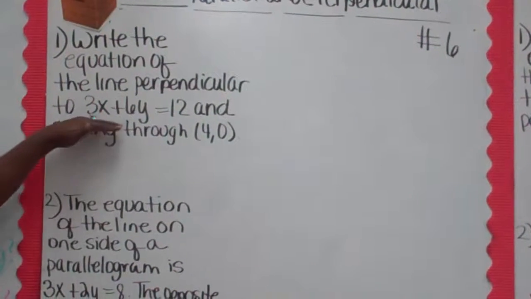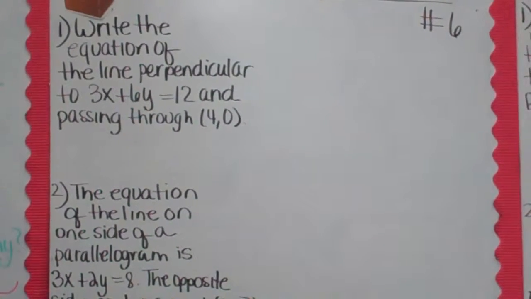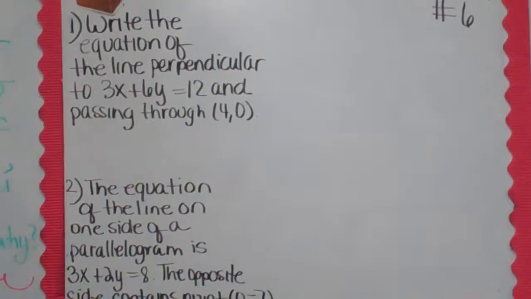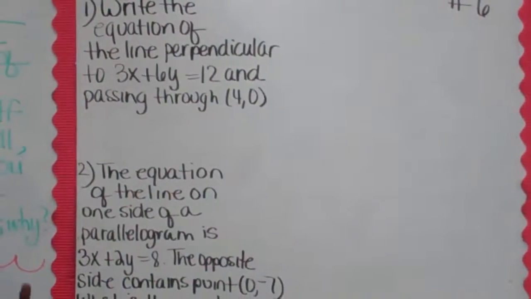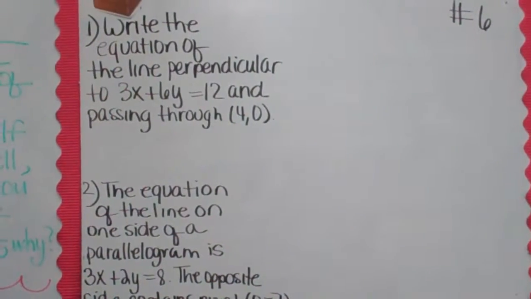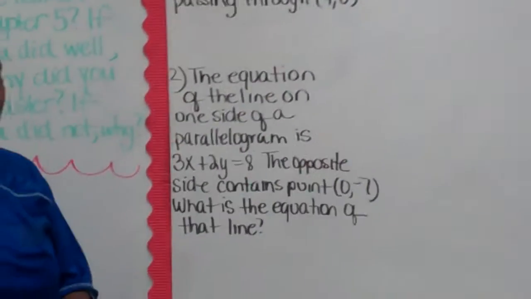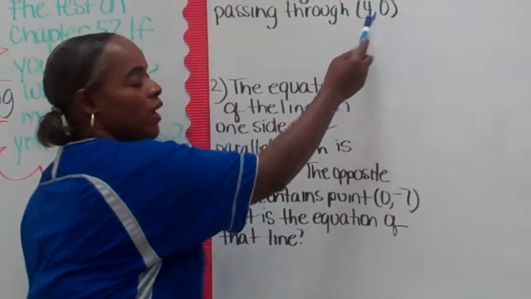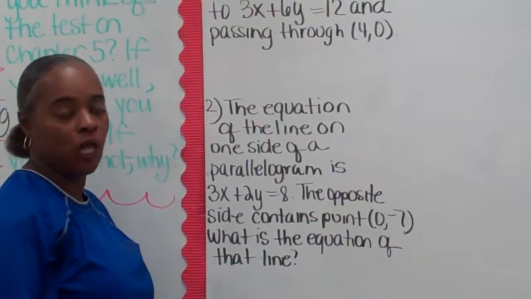Now, 3x plus 6y equals 12 is given to us so that we can solve for y and get the slope of that line. We're then going to use the slope of that line to get the slope of the new line. Once we have the slope and a point, we can write the equation of the new line.